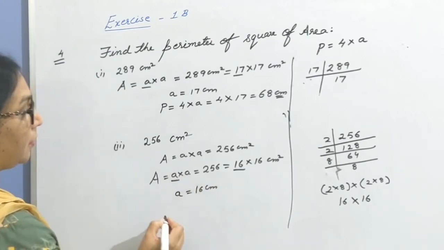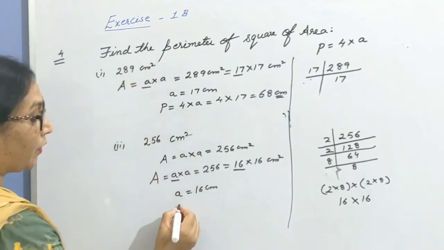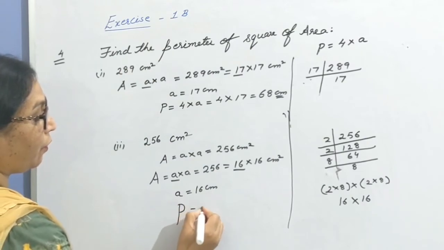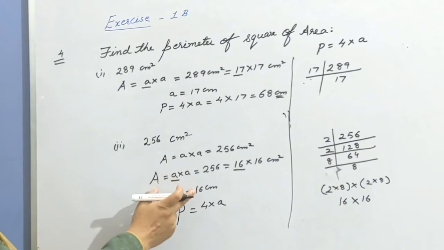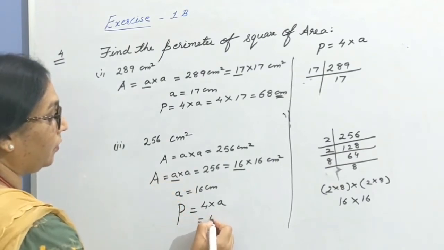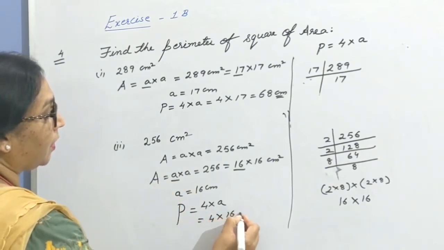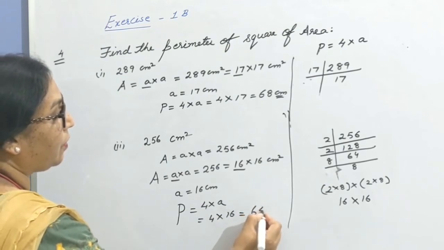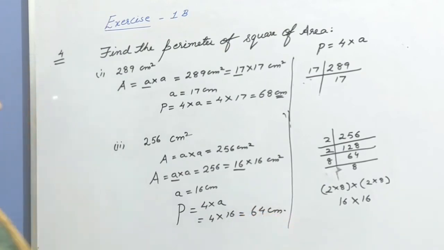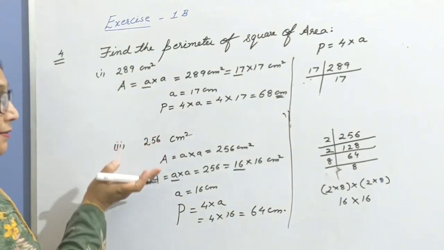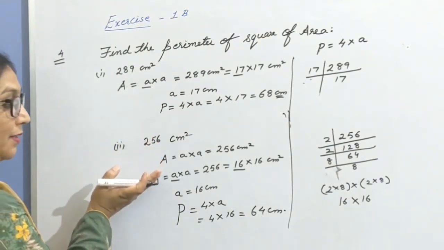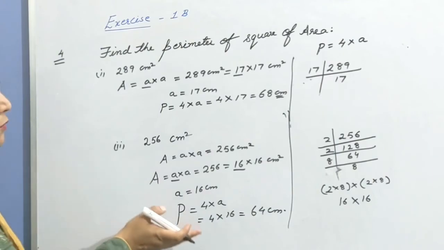Hence, perimeter. Now you are asked to find perimeter. What is the formula of perimeter? 4 times the given length. What is the side here? 16. So 4 into 16 equals to 64 centimeter. This is how, from the given area, first find each side, and once you get the side, we can easily find the perimeter of that square.